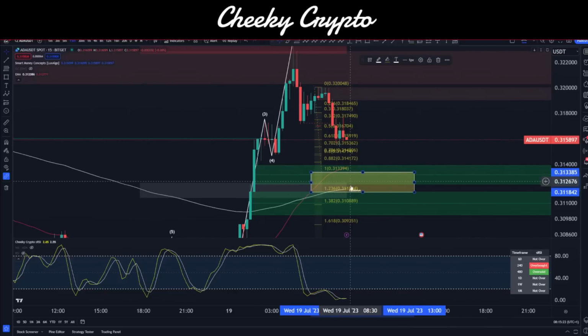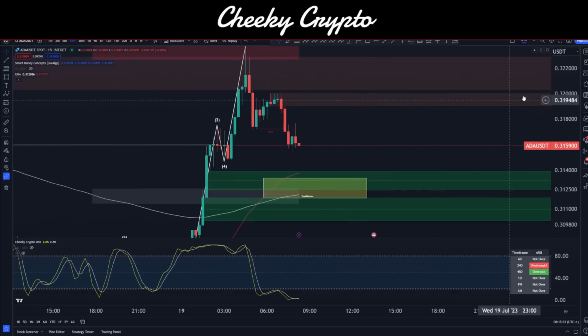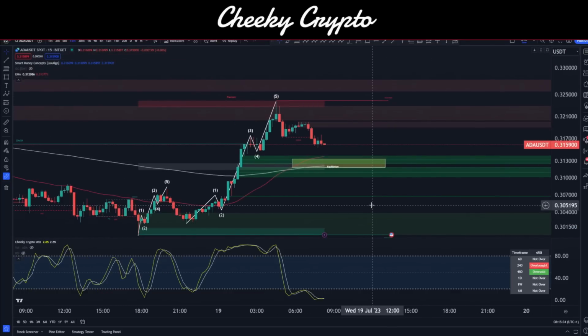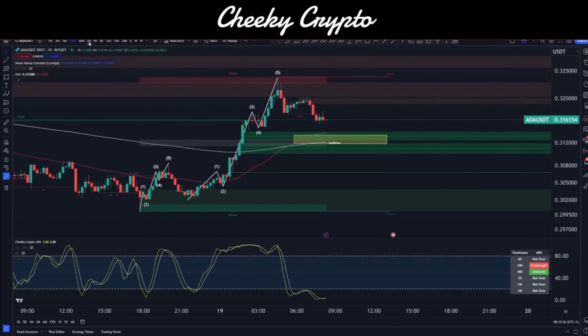Okay, so that's a nice interesting zone between 31.18 and 31.3394. Okay, so that's going to be that range. So that's kind of the 15-minute chart. Let's bring it back up into our 1 hour.